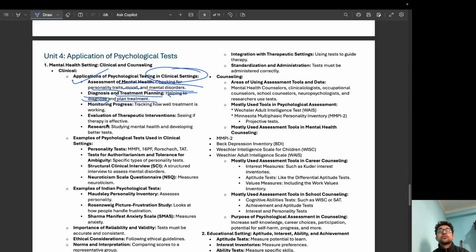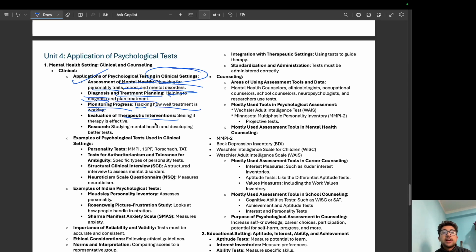And there is monitoring. We are also going to monitor. Let's say you went through a few therapy sessions, and now you want to track progress. We can do it again by filling up those questionnaires and see if there is a reduction in symptoms. So we do it with the help of psychological tests. Monitor progress, tracking how well treatment is working. And evaluation of therapeutic intervention. We have therapy, and we evaluate how beneficial it is or isn't, seeing if therapy is effective or not. That's what we are also going to do, and we are also going to do research.